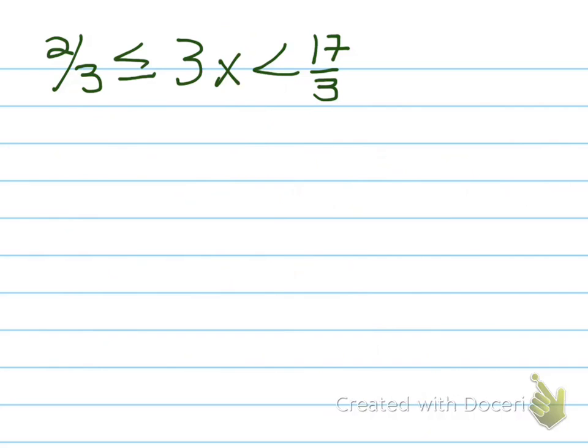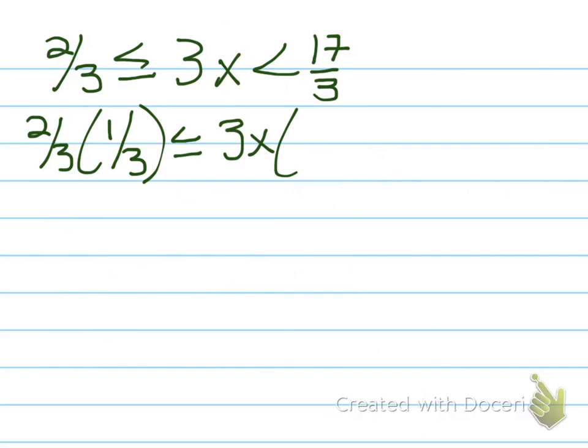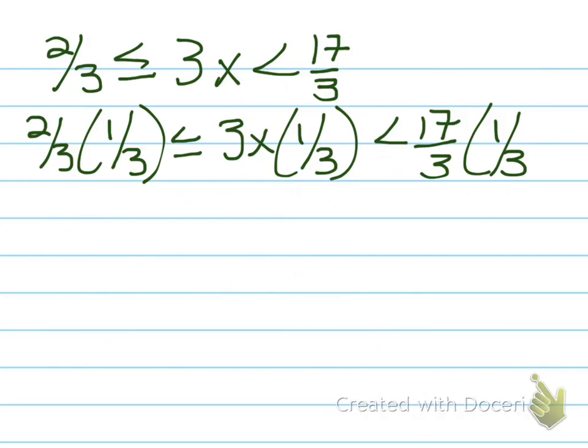Okay, so now in the middle we have 3x. So we can either divide by 3, or probably a better way to think about it, how do I get 1x if I've got 3x? How about we multiply by the reciprocal? And we multiply all 3 terms by that reciprocal. The reciprocal of 3 over 1 is 1/3. So I'll have 2 thirds times 1/3. That is less than or equal to 3x times 1/3. That is less than 17 thirds times 1/3.